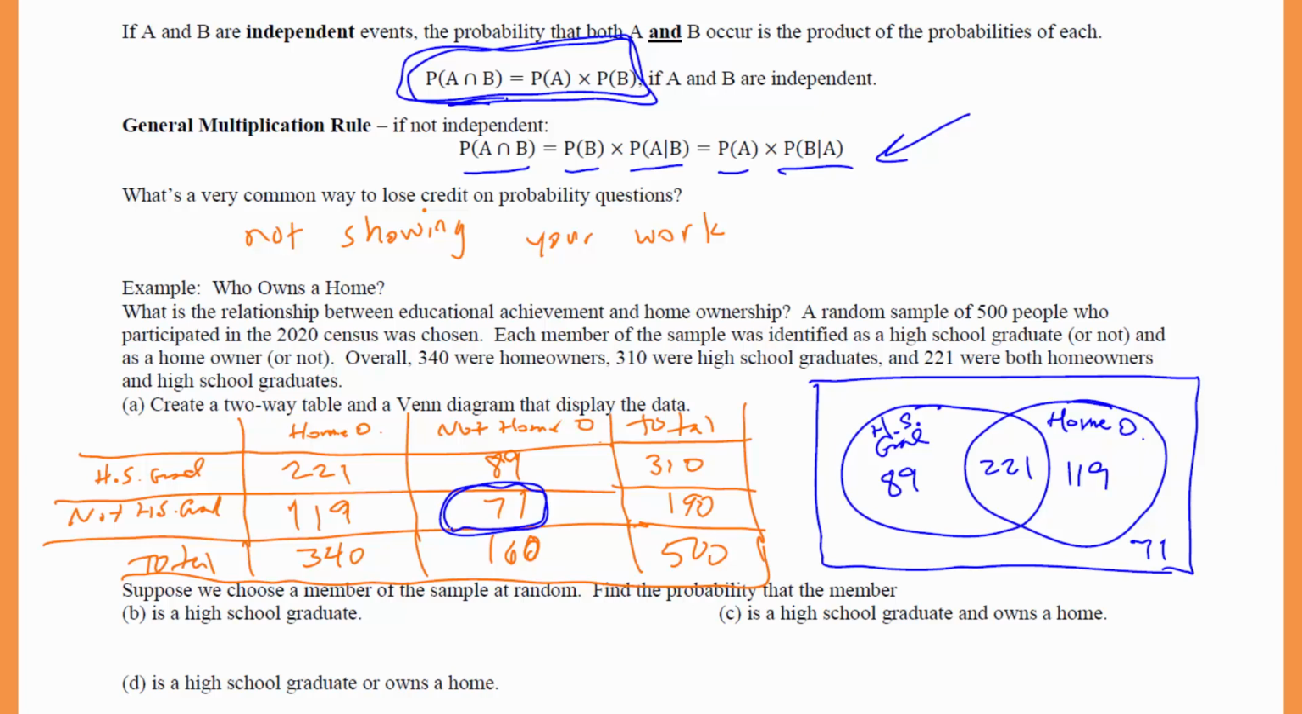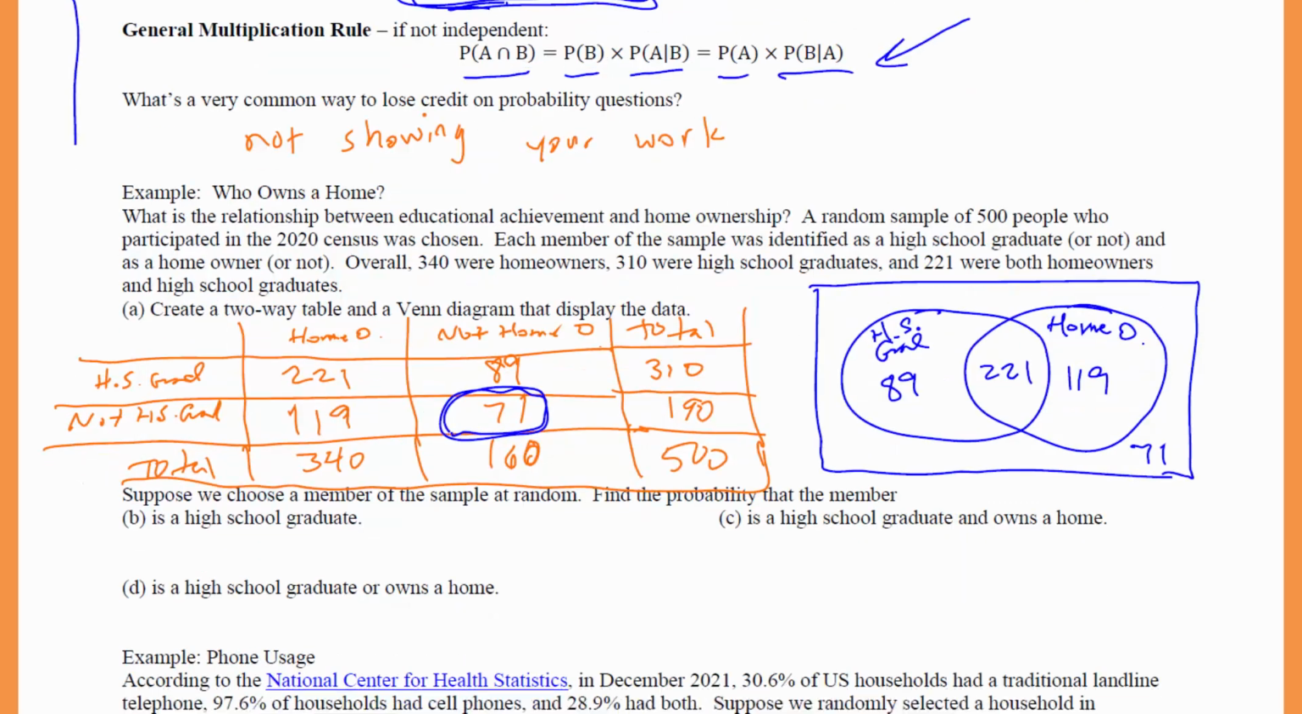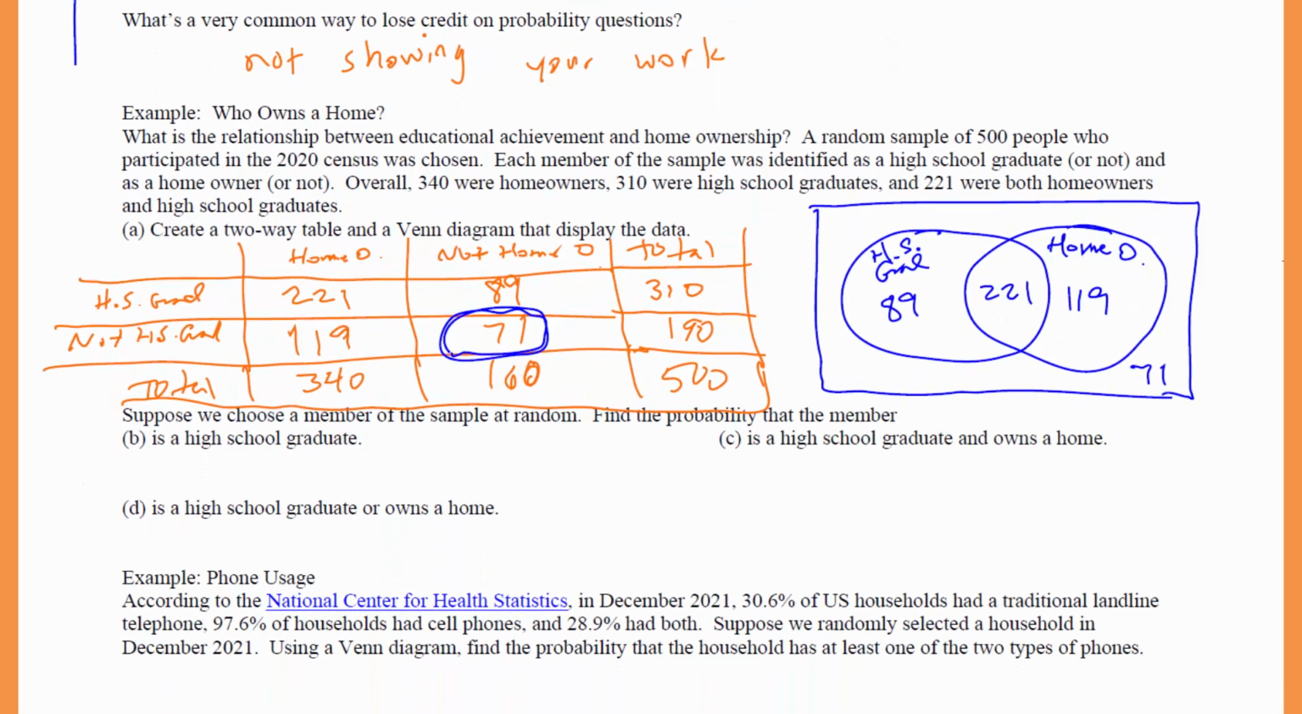But do you see how we use the same 4 numbers that are in the center of our table on the left to fill in the Venn diagram on the right? Now we are prepared to answer B, C, and D down here. Suppose we choose a member of the sample at random. Find the probability that the member is a high school graduate. We can look at either the table or the Venn diagram.